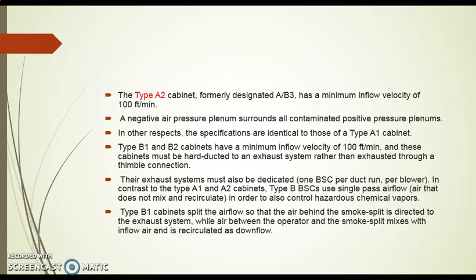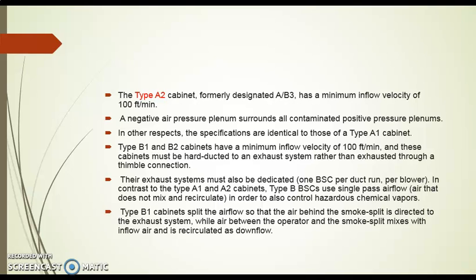Next is about Type A2. The Type A2 cabinet, formerly designated as A by B3, has a minimum inflow velocity of 100 feet per minute. A negative air pressure plenum surrounds all the contaminated positive pressure plenums. In other respects, the specifications are identical to those of a Type A1 cabinet.